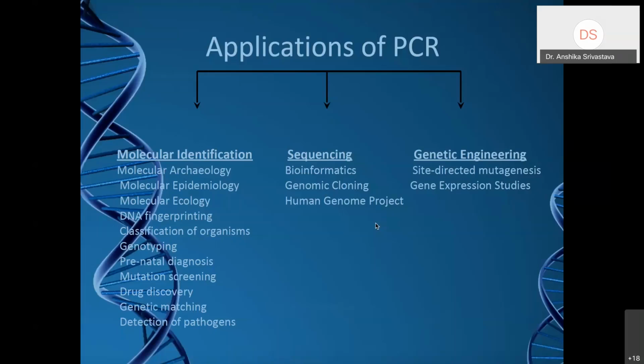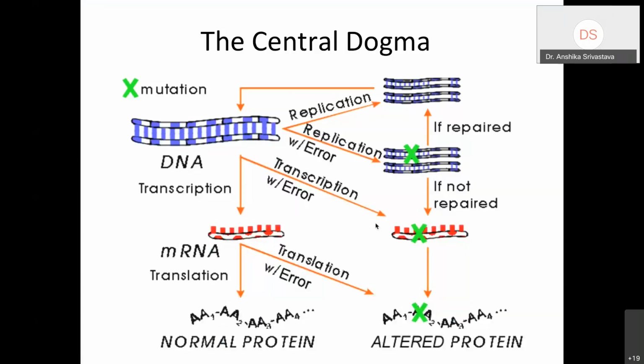So what are the applications of PCR? It is molecular identification, like genotyping, prenatal diagnosis, mutation screening, genetic mapping, genetic matching, detection of pathogens, DNA fingerprinting. It can be used in sequencing. That is the basic principle for sequencing as well. Also bioinformatics, genomic cloning, the Human Genome Project, and genetic engineering, where you are dealing with site-directed mutagenesis, meaning you are making specific changes in the nucleotides in your sequence of interest.